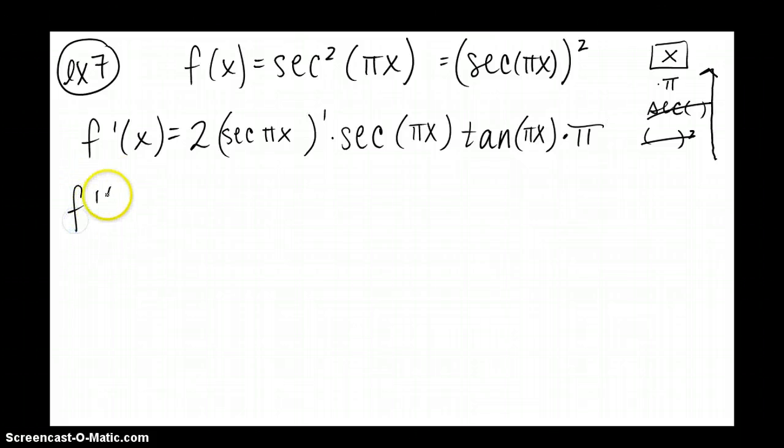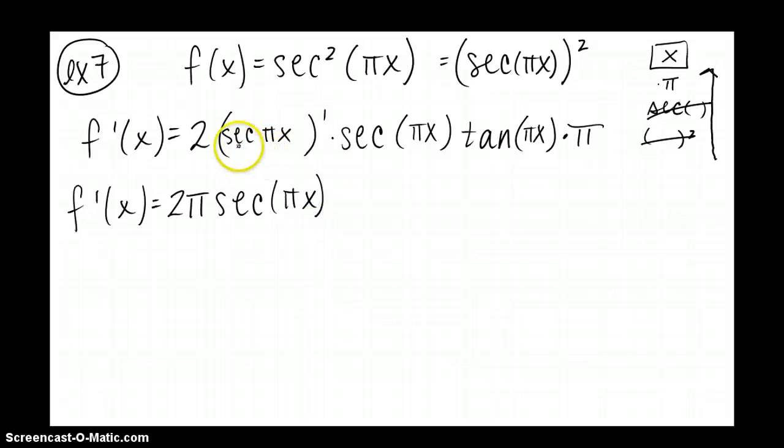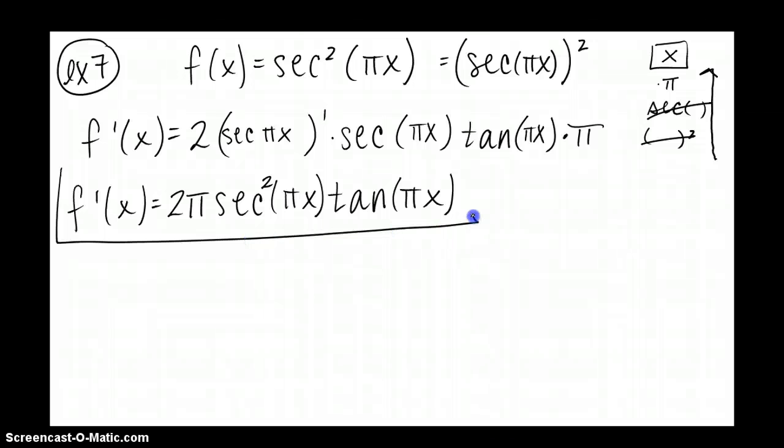So then if we sort of cleaned up the derivative, 2 pi secant of pi x. Well, now look what I have here. I have secant of pi x times secant of pi x. So they're the exact same functions with the exact same expression that follows them. And then times tan of pi x. So it would be expected that you can get to that answer.